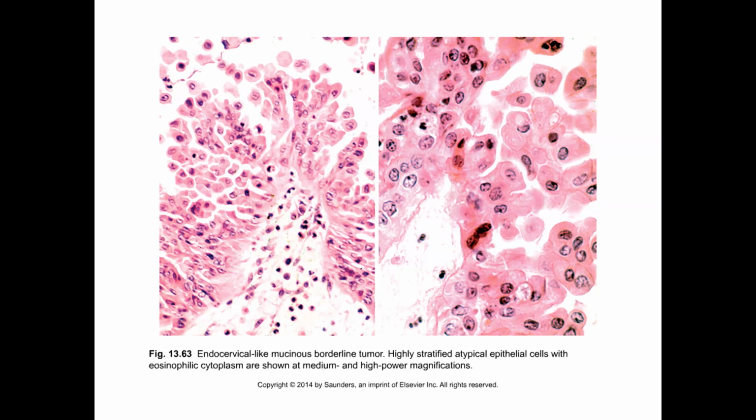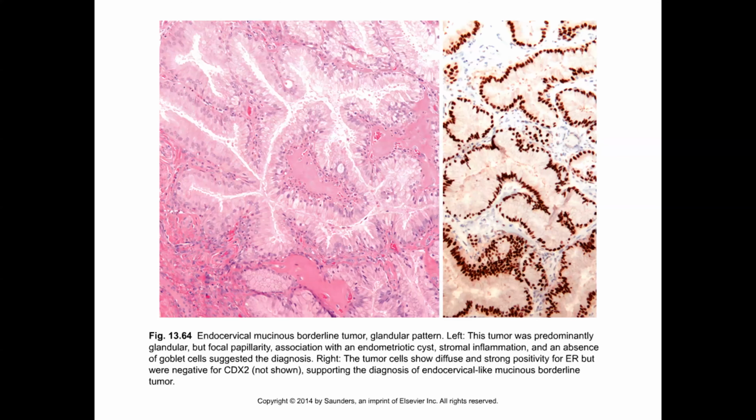Here again, higher magnification, showing the degree of atypia that you can see in these tumors as well. A little bit different, subtly different atypia than seen in the intestinal type. And here's the glandular pattern at low magnification, showing you this abundant pale cytoplasm, the stroma, and note that here the cells mark with estrogen receptor quite nicely.